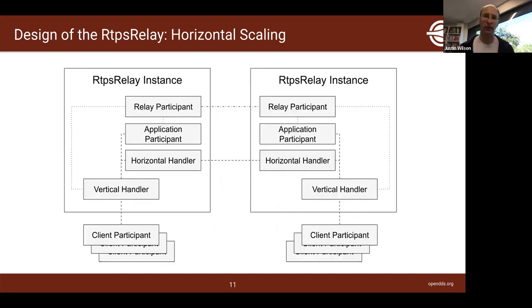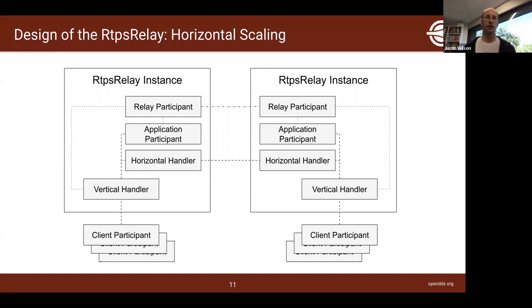In terms of horizontal scaling, this is the way it's organized, in the sense that the horizontal handlers from one instance are connected to the horizontal handlers from the other. They're sending UDP messages, much like the vertical handler, and they're replicated 3 times as well. And then we have our relay participant, which is gossiping information about RTPS relay instances and other things as well. We'll get to that when we look at configuration and monitoring, some other topics that they're publishing.